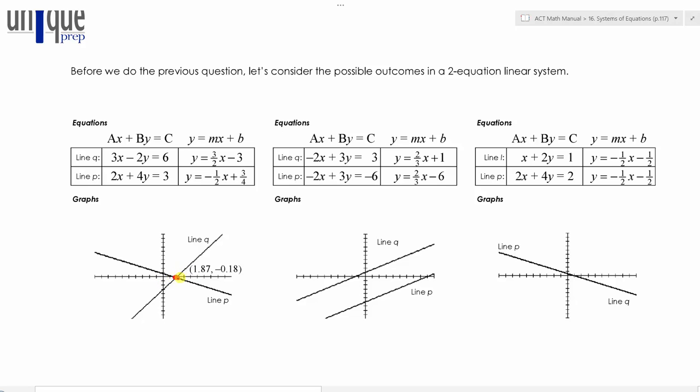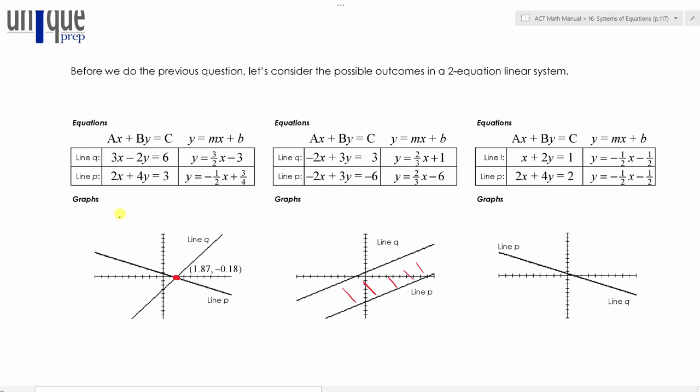So one scenario is we could have one point of intersection. One scenario is that the lines could be parallel to each other and therefore we have no points of intersection. And the other is that we have the same line, that the two equations that were given actually boil down to the exact same linear equation.